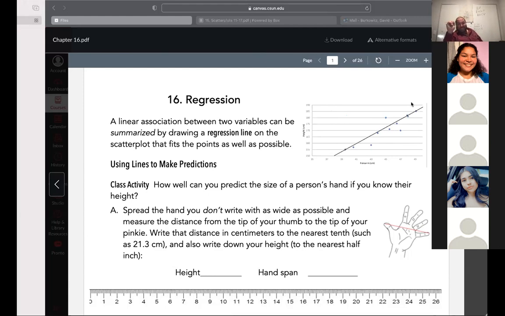But the idea is that there is a unique, specific line that fits the data better than any other line, and that is called the best fit line or the regression line. So the regression line is the line that fits the data better than any other line, assuming that you have a linear relationship. Now, what's the point of making that line? The point of making that line is so that you can predict.